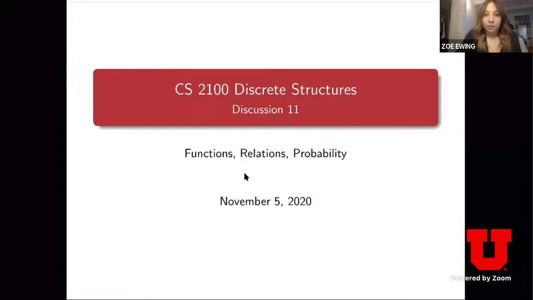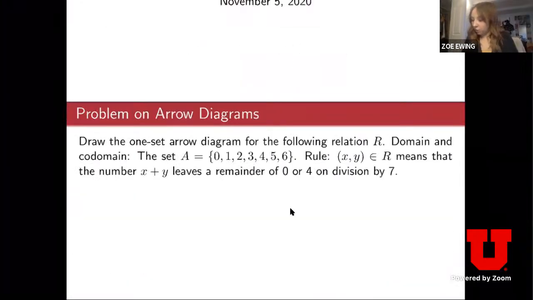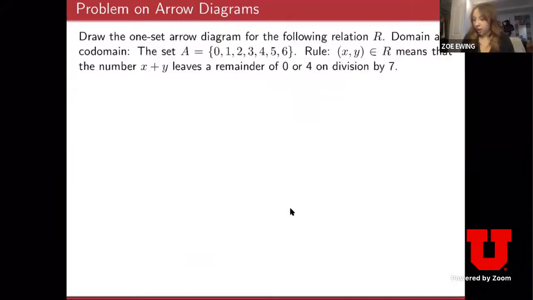All right, it's 11:50, so we're going to get started. Today we are going to go over some functions and relations. This is going to be coming up in your quiz soon, so I just want to make sure you're feeling good about problems with functions and relations.